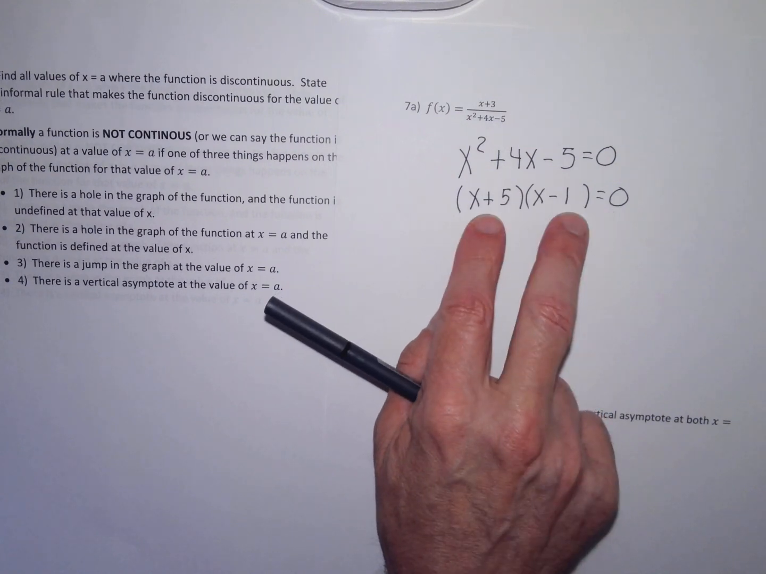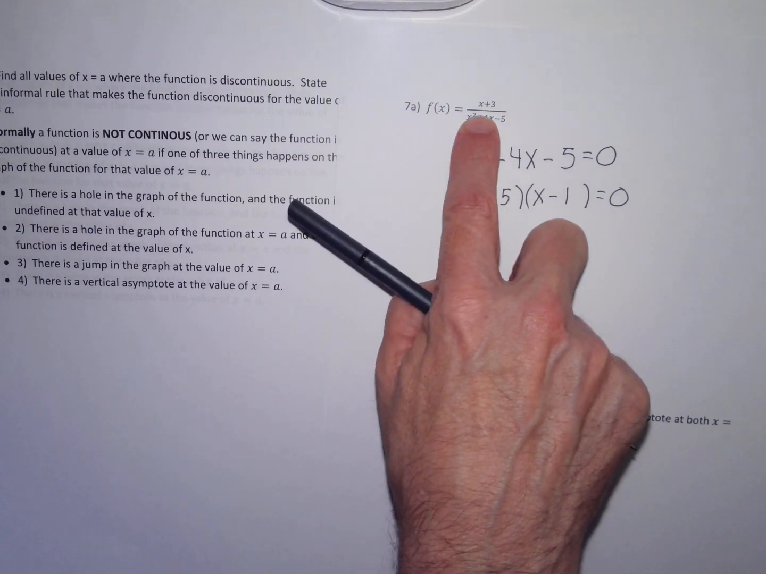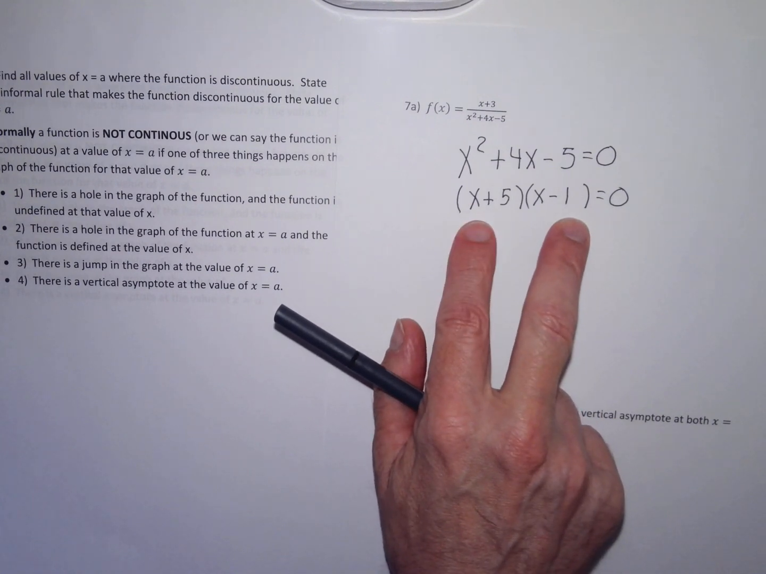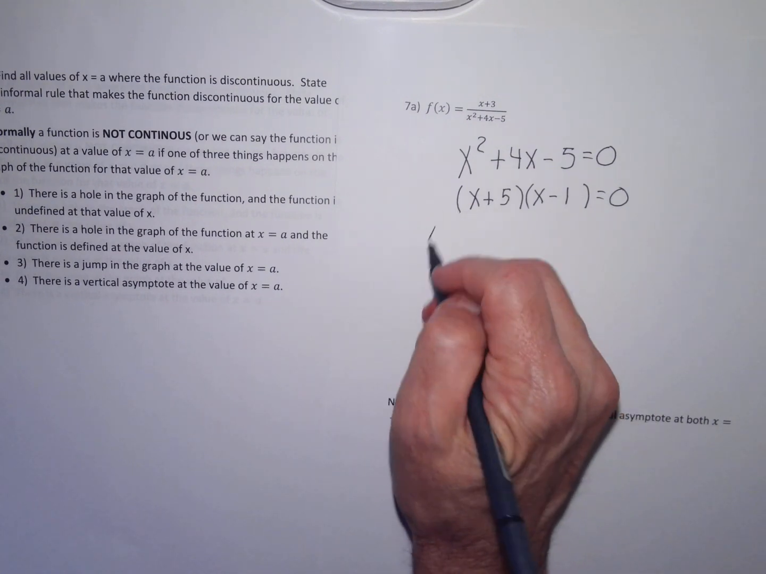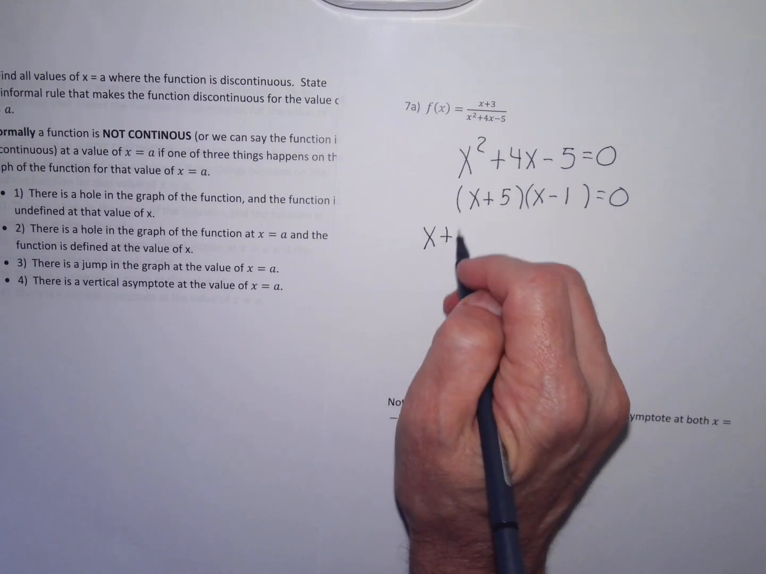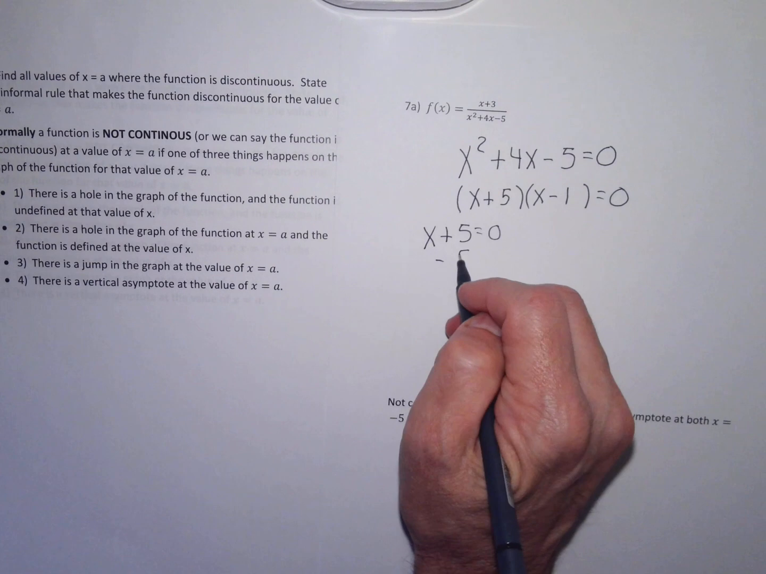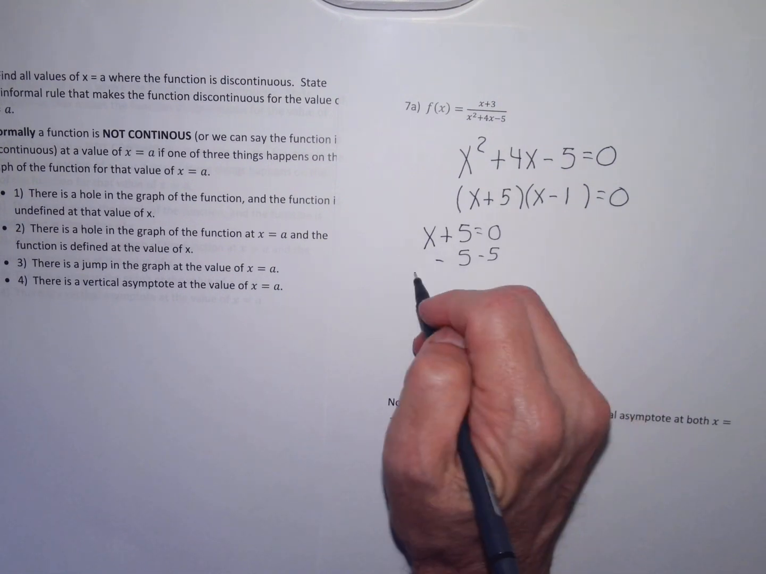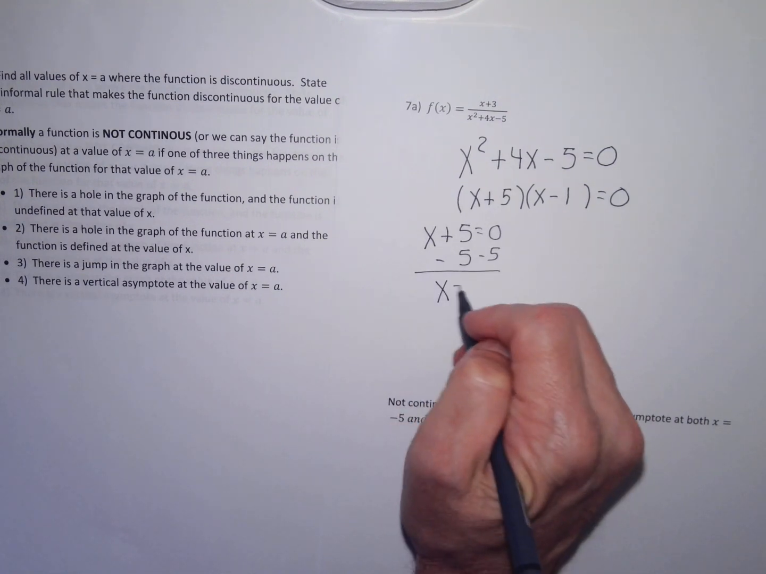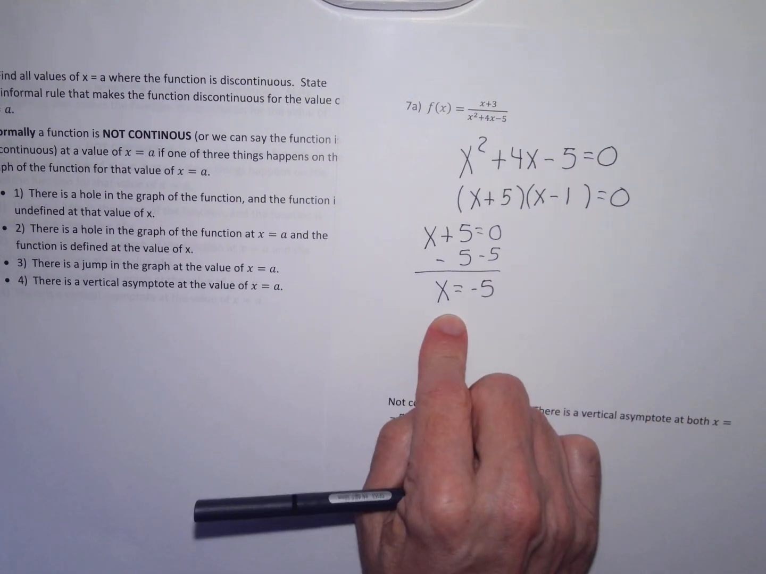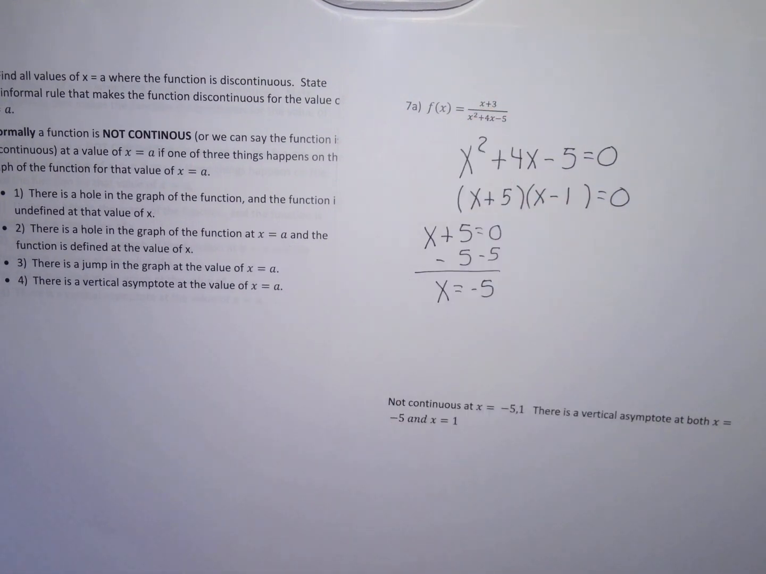Since neither of the factors will cancel with the numerator, both the values of x that I get from my algebra here are going to give me vertical asymptotes. So I'm going to take the x plus 5 factor, set it equal to 0. That's going to give me one of the values of x where the graph is not continuous. It's going to be x equal to negative 5. It's going to be a vertical asymptote there because the x plus 5 factor doesn't cancel with the numerator.